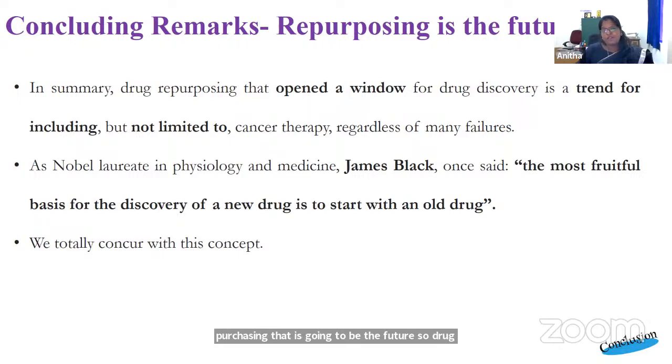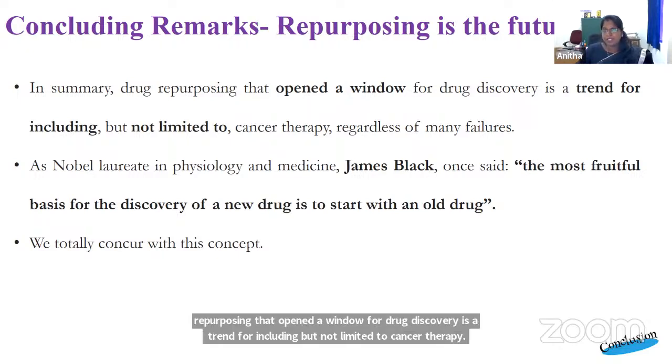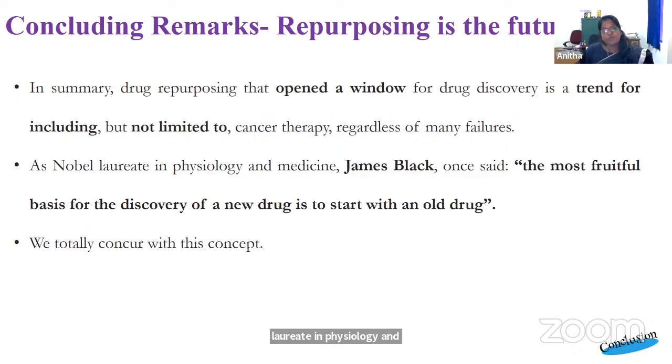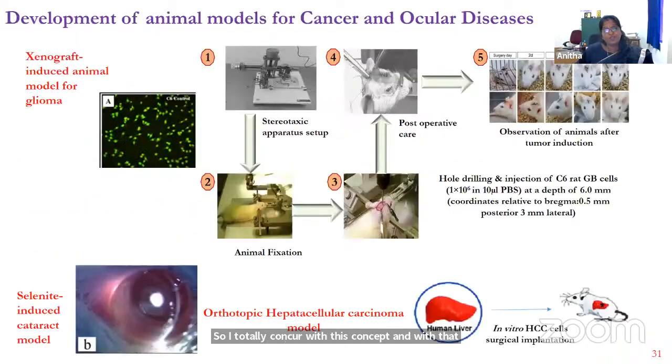As Nobel laureate in physiology and medicine James Black once said, the most fruitful basis for the discovery of a new drug is to start with an old drug. I totally concur with this concept, and with that concept only I started working on it in my laboratory, in my research.